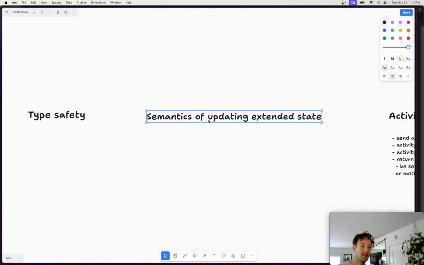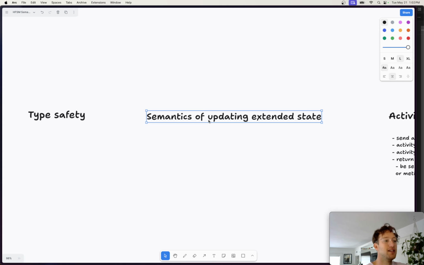Related, the semantics of updating extended state. I'll get into this. This is a question by, I think, Christian, and they were just asking about portability and how you update extended state. I could answer that in the context of StateML. I'm not trying to say there's a right answer, but for StateML, we're trying to be very unopinionated about extended state, so we're leaving this up to the user.